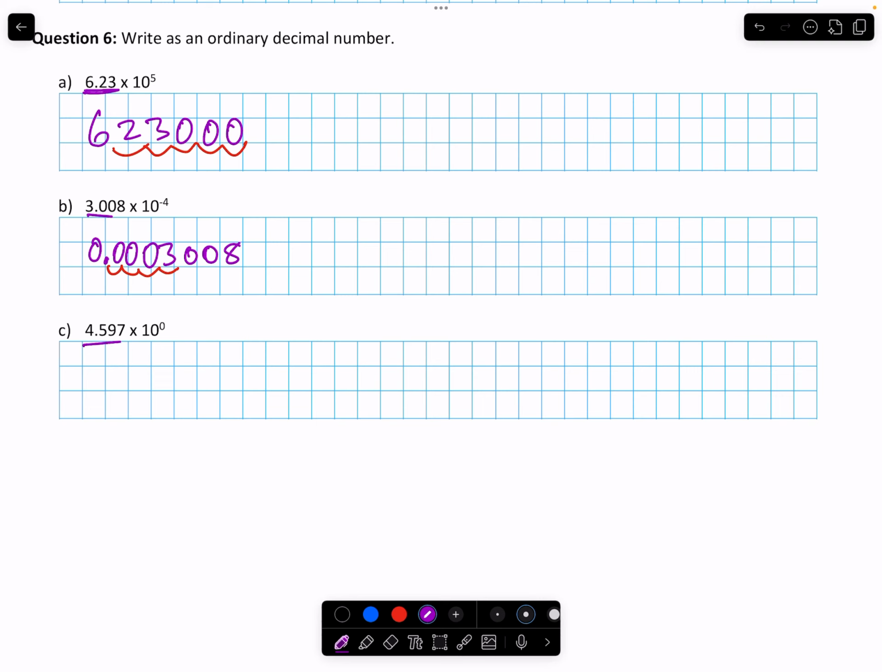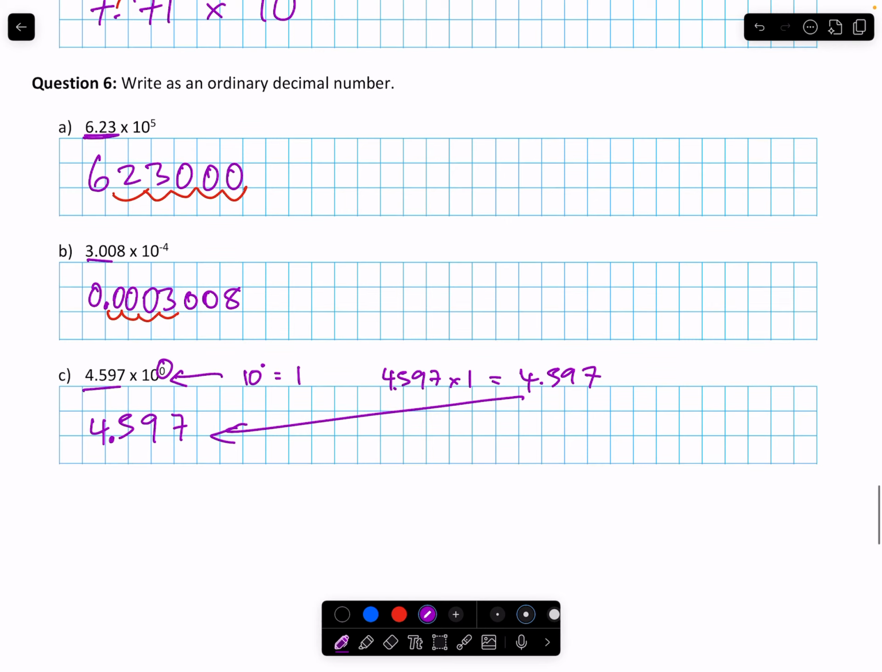Number between 1 and 10 is 4.597, so write 4597. Times by 10 to the 0. How many times am I going to jump? 0 times. So I'm not going to jump at all. The decimal point stays in the same place, which makes sense because anything to the power of 0, 10 to the 0, is equal to 1. So what is this question? It's 4.597 times by 1. And if I times anything by 1, it stays the exact same, which is what I got.